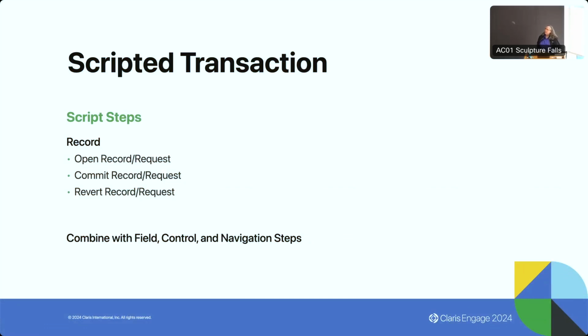Okay, so then developers began to realize that we got more tools. We could script a transaction. Frankly, I don't remember which version it came in. But open record request, commit record request, revert record request. These are script steps that we have. So we could start to control that. And then you combine that with your field navigation and your controls and the navigation steps, and you can write some powerful scripting to create records as a transaction. Manually, okay?